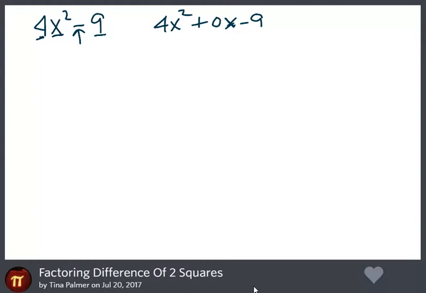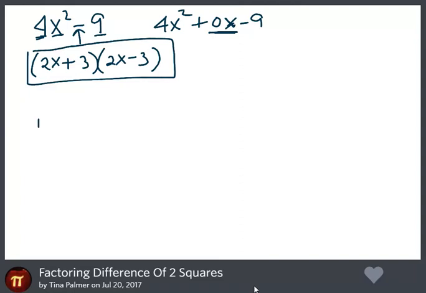Which means that this is going to factor very easily into two of the same thing, because only when I have two of the same thing will I end up with 0 x's. So what makes 4x squared be the same? 2x and 2x. What makes 9 be the same? 3 and 3. And how will I make them be a 0x? One of those would have to be positive and one of those negative. Done.